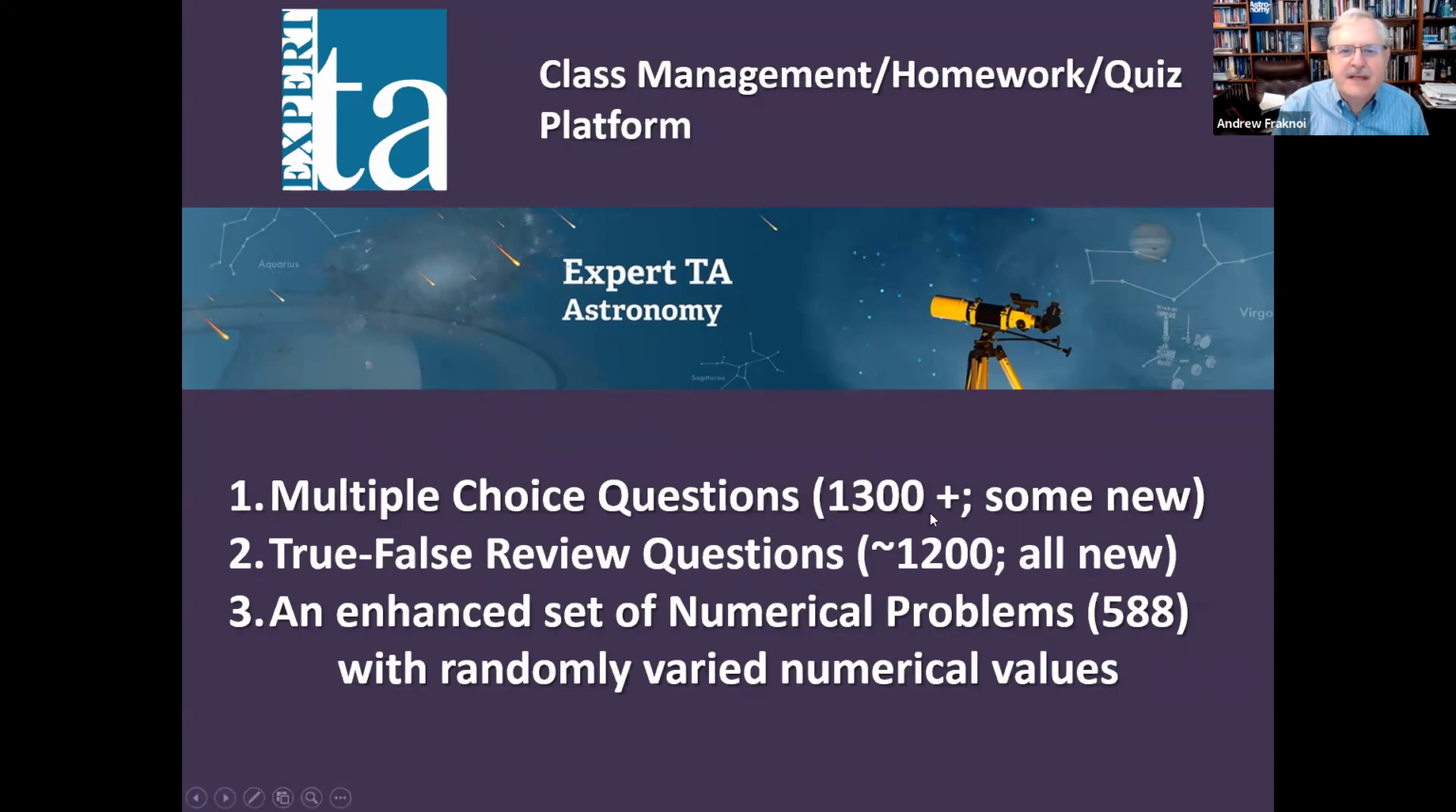It has some 1,300 multiple choice questions, some new and not in the test bank that comes with the book automatically. It has 1,200 all new true false review questions. It has an enhanced set of the numerical problems in the book, almost 600 of them now. And it works so that you can randomly vary numerical values and still have the computer graded. So two students sitting next to each other would get the same kind of problem, but with different numbers so they can't copy off each other.